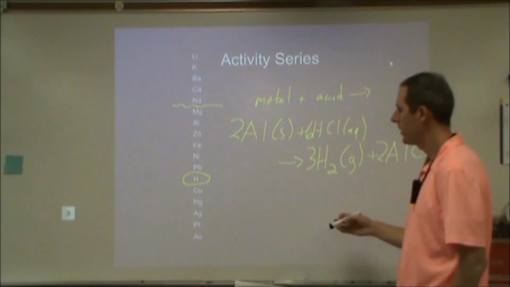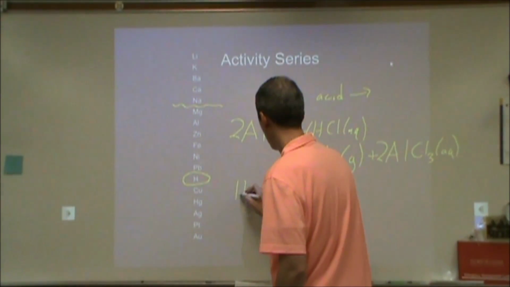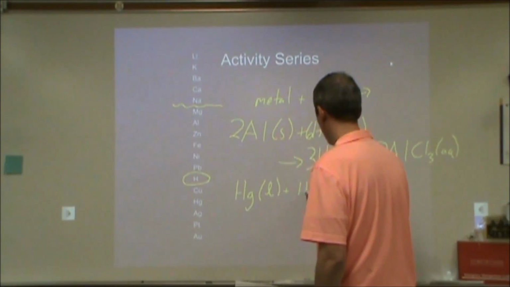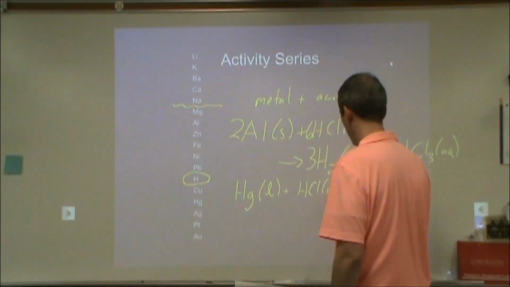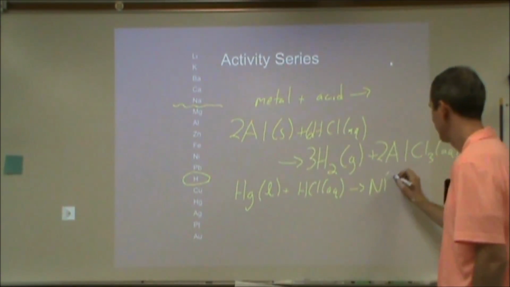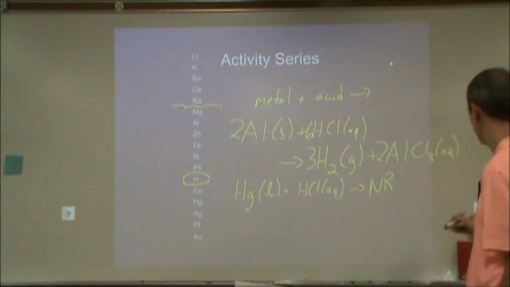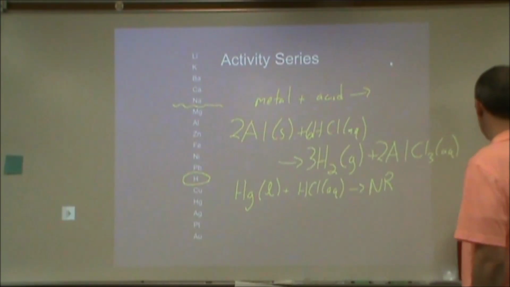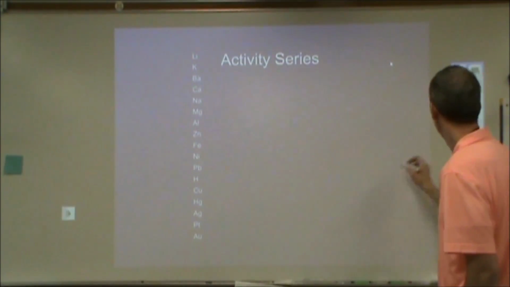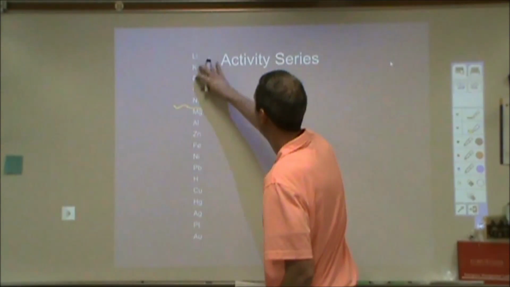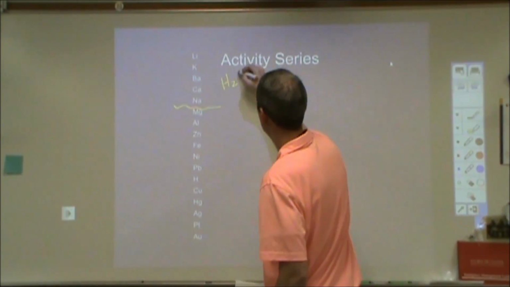Now, if I were to take something and say, okay, I'm going to take mercury liquid and add that to hydrochloric acid, that would be a no reaction, because mercury is below hydrogen on the activity series. And so the electronic transfer there is not going to take place. Now, if I were to go above here, now I can actually react with water to displace the hydrogen.